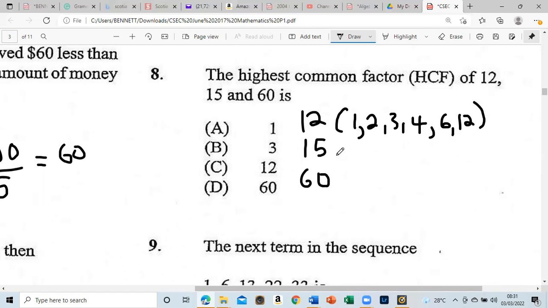And we'll do the same thing for 15. So it's 1, 3, 5, and 15.